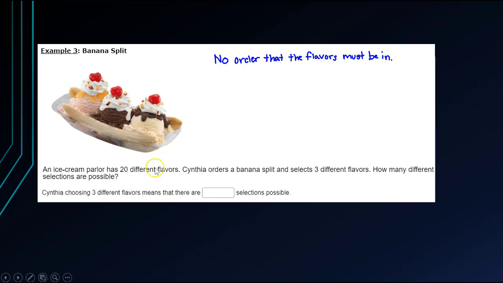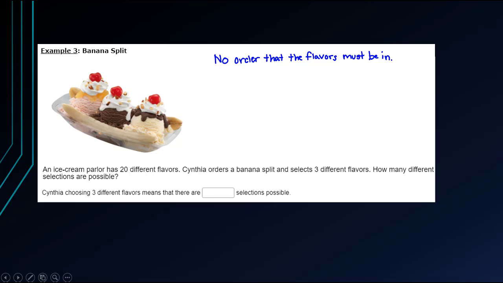So we have 20 different flavors. She chooses 3 different. It is 3 different flavors. So they make sure it is 3 different. There's no repeats going on here. She isn't going like chocolate, strawberry, chocolate, something like that. That would be a totally different situation and require a totally different calculation.